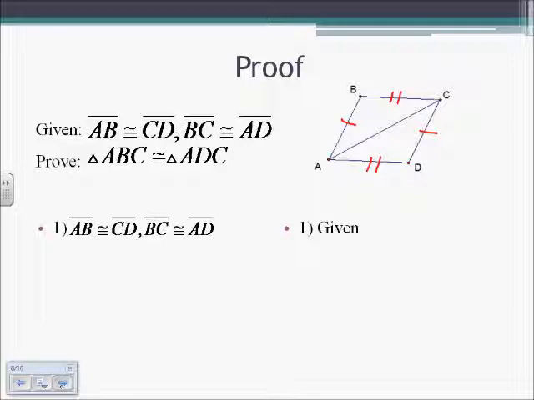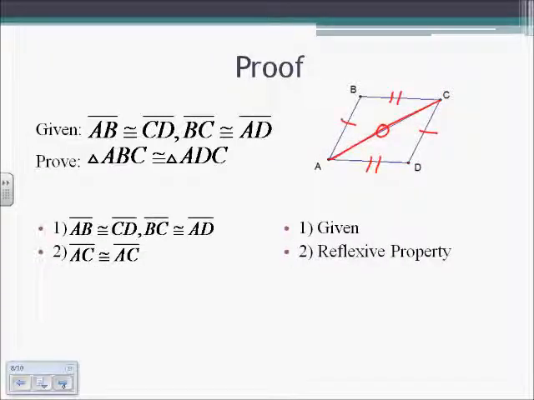If I take a look at, do I have anything in common between the 2 triangles? I notice that I have line AC as part of both of them, so therefore by the reflexive property I can say that AC is congruent to itself, which gives me the third side that I need. So this one's relatively short, as AC is congruent to AC by the reflexive property. I then can say that triangle ABC is congruent to triangle ADC by the side-side-side congruence postulate.